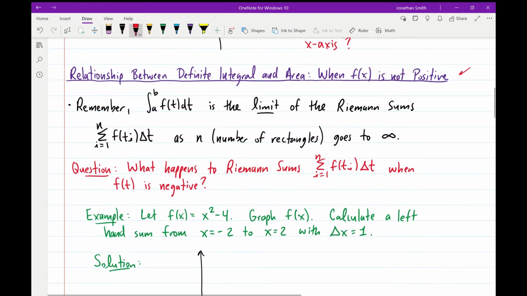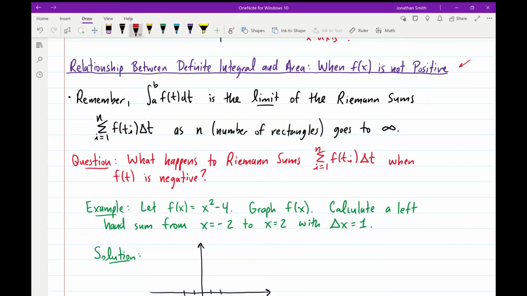So remember from the last video that the definite integral from a to b of the function f of t is defined to be a limit, and in particular it's the limit of the Riemann sums, which we defined in the last video, and these are sums of this form. So we have the sum from i equals 1 to n of f of t sub i times delta t, where f of t sub i is the function evaluated at the endpoints of the subintervals that we're using, and delta t is the length of each of these subintervals, and n represents the number of rectangles.